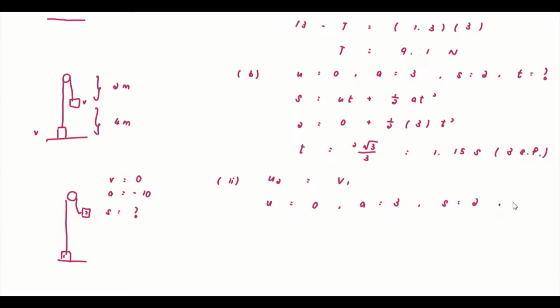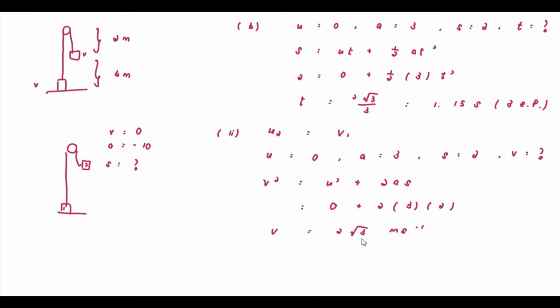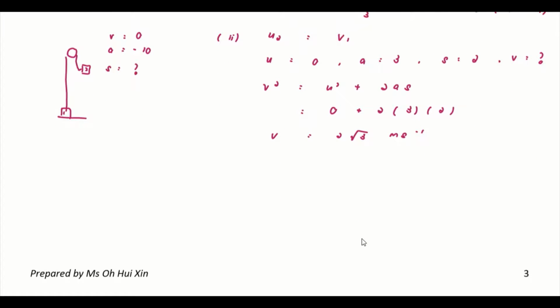Okay, then we can get the final velocity. So v squared will be equal to u squared plus 2as. So that will give us 0 plus 2a times s. Okay, so from here I can solve that v will be equal to 2 square root 3 meter per second. For this one, it's okay because this is not what you want to find at the end, right? So do not round it off because you need the exact value later. So we know that u2 here is basically equal to 2 square root 3.